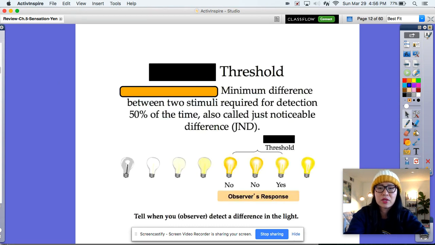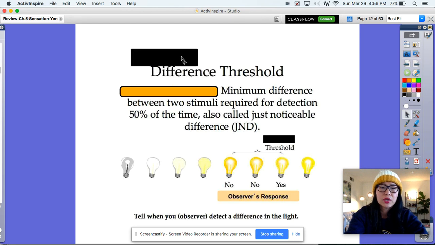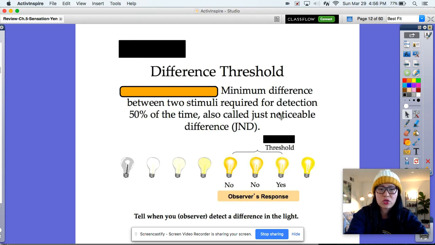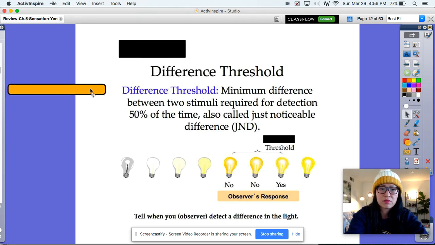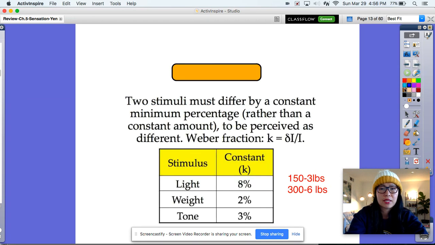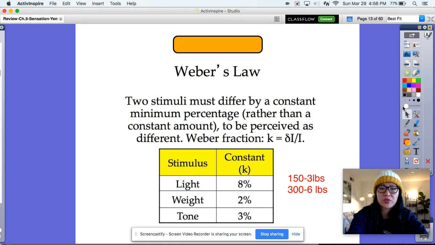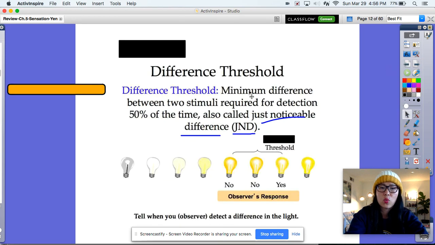Okay, then we have difference threshold. Every time you hear difference threshold, you want to think of a few things. One, difference threshold is the same thing as just noticeable difference, so JND. And the person that came up with this is, who is it? Anyone remember? It's going to be Weber. So it's Weber's law. You want to always connect Weber to difference threshold to JND, or just noticeable difference.